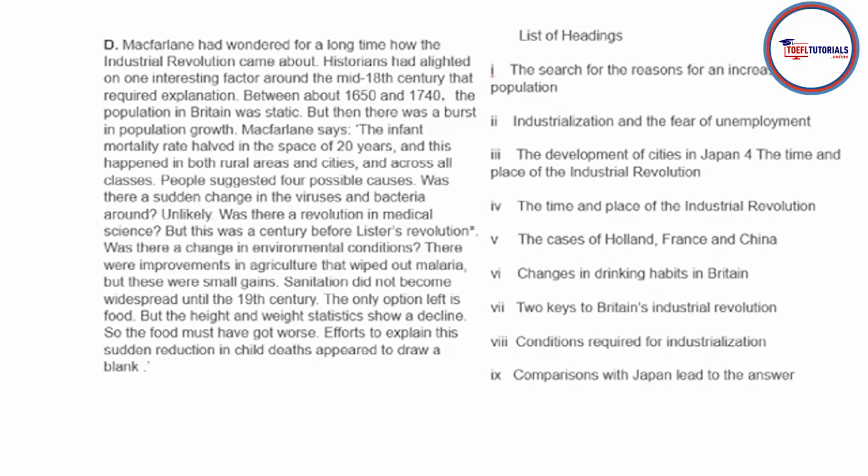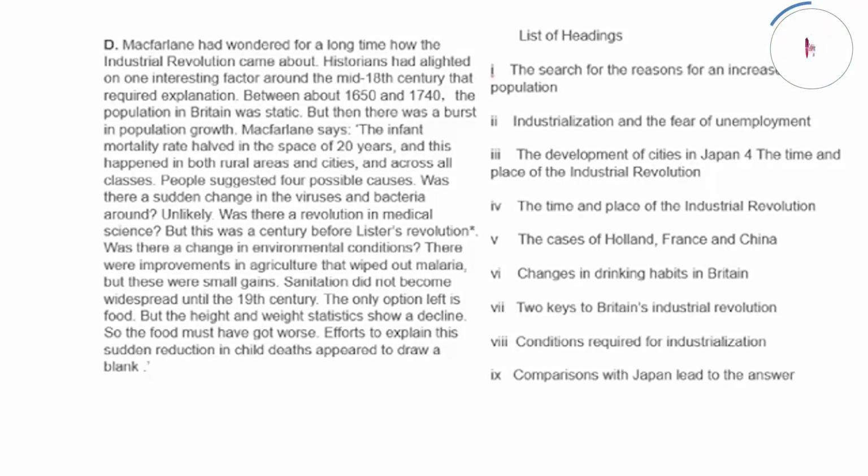Let's begin to read. Between about 1650 and 1740, the population in Britain was static. Means between 1650 and 1740 the population was static, but then there was a burst in population growth. Suddenly you found that the population was increasing exponentially. Now this was the fact that historians told to Macflynn. Macflynn says the infant mortality rate halved in the space of 20 years. It got down, and this happened in both rural areas and cities and across all classes. Now, this is just the fact that historians gave to Macflynn.